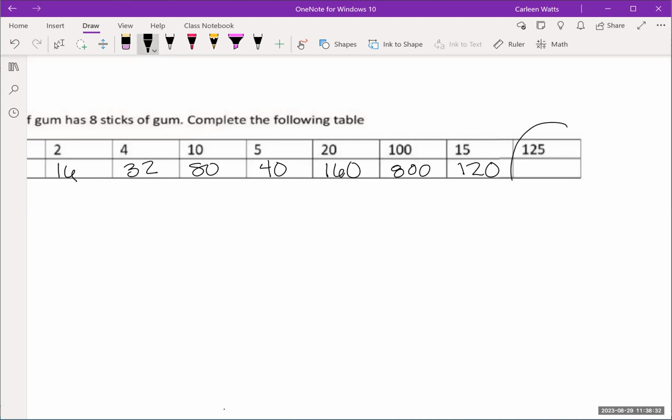Without a calculator, how could we get 125? It's a messy table, yes. That's what I'm going to call this. We're going to call this type of problem a messy table. I like that. I'm going to write that down. Okay, don't say, but what would be an interesting way to get 125 besides multiplying 125 times 8? Okay, hold that thought.